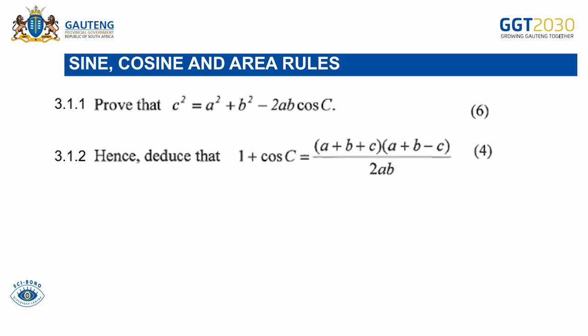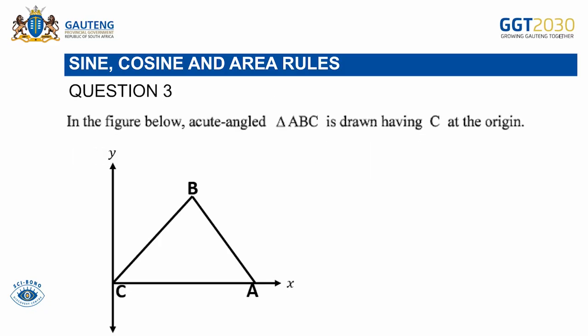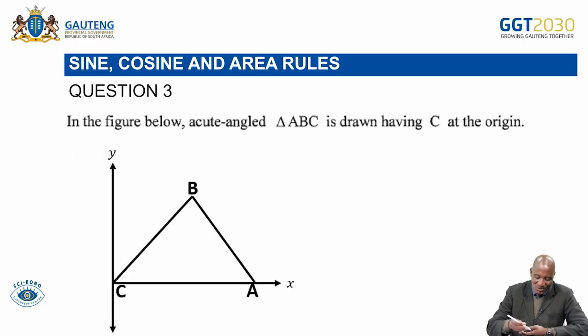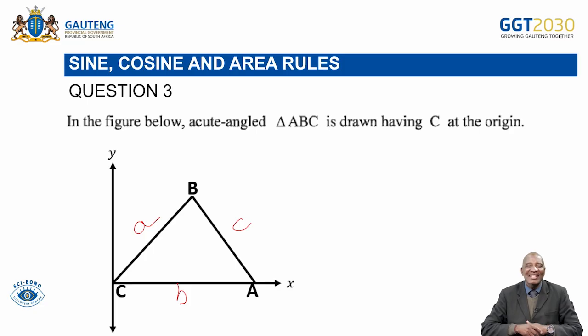Where would you start answering this question? This is a very, very tricky question. It looks short, 2 lines, 10 marks. One diagram, 2 lines, 10 marks. How would you prove that c squared? There is your c squared, small c here, small a there, small b there. How would you prove that c squared equals a squared plus b squared minus twice ab cos of big C for 6 marks?